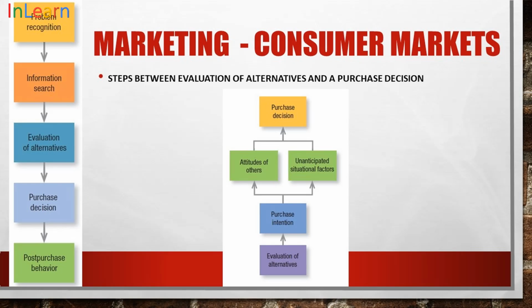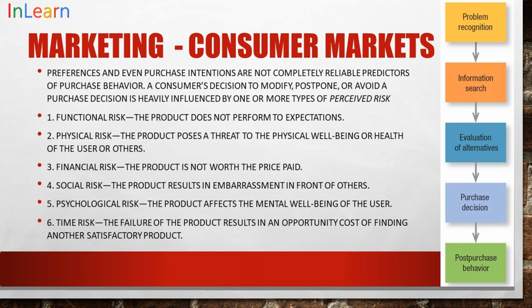Steps between evaluation of alternatives and a purchase decision. Preferences and even purchase intentions are not completely reliable predictors of purchase behavior. A consumer's decision to modify, postpone, or avoid a purchase decision is heavily influenced by one or more types of perceived risk. 1. Functional risk: the product does not perform to expectations.